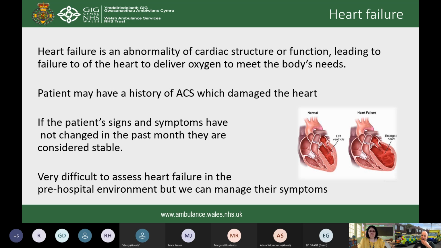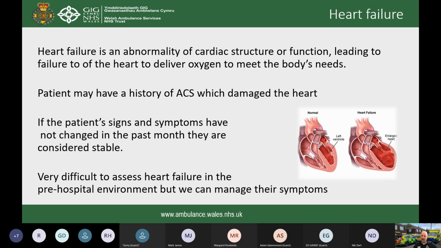Finally, we're going to talk about heart failure. Again, this is from what we've just talked about. So if they've had coronary artery disease, if they've had an ACS episode that's damaged the heart, then normally they'll have heart failure through that. So heart failure is an abnormality of the cardiac structure or function, leading to the heart's reduced ability to deliver oxygen and nutrients around the body when it's needed.